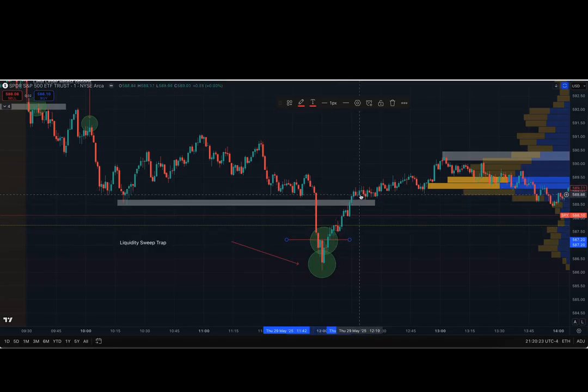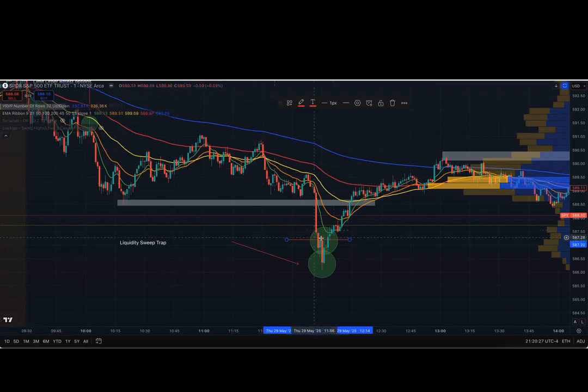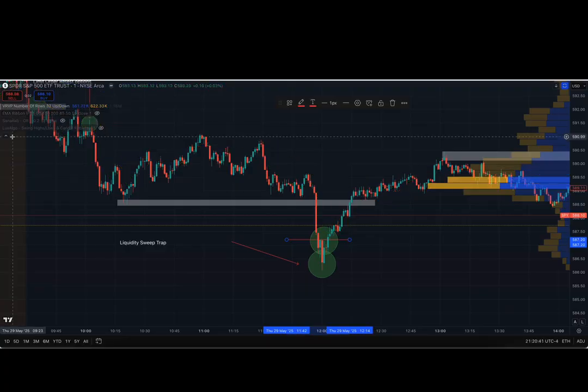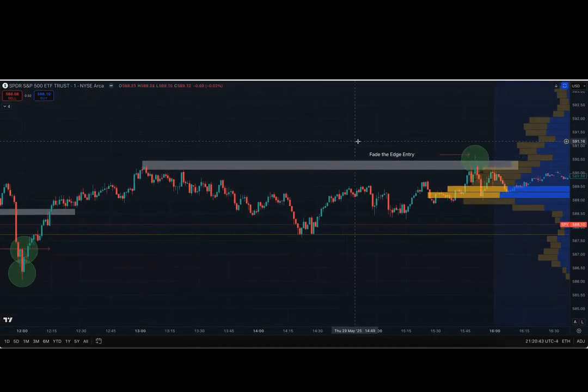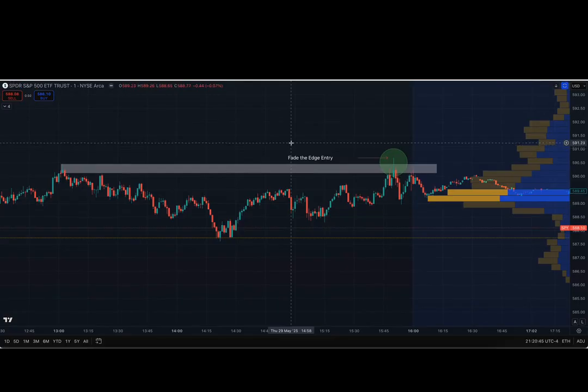If I had the EMAs turned on, you can see exactly in that zone that I've just highlighted, that's when price reclaimed the 9, and then it rode the 9 pretty much all the way up to here. So you've got a good hour and a half of price momentum that you could have ridden on that long entry there. And then finally, one more good example from today is fading the edge.